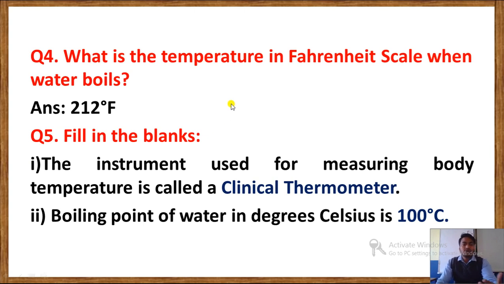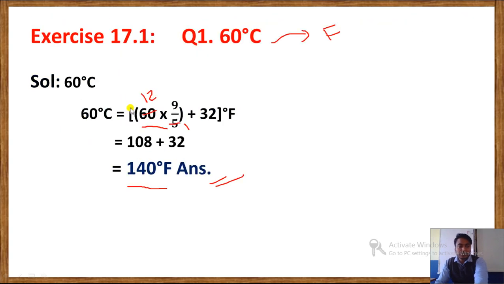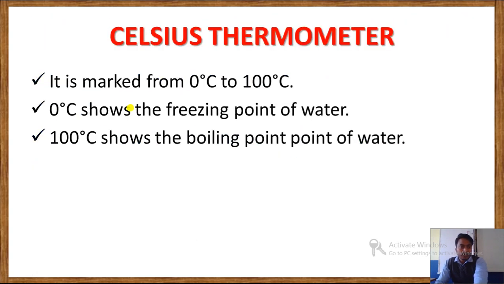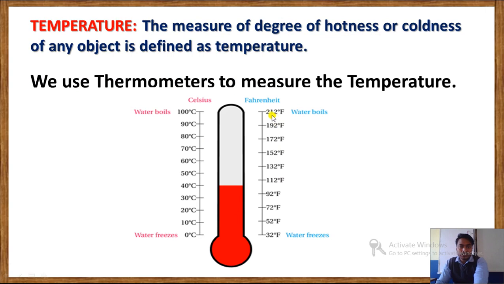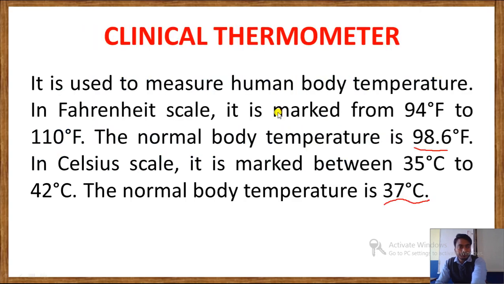Now we have some question answers that you also have to solve and write. Question number 4, what is the temperature in Fahrenheit scale when water boils? You know very well 212 degree Fahrenheit is the boiling point of water. You can see in the photograph also, here you can see 212 degree Fahrenheit, water boils, boiling point of water.